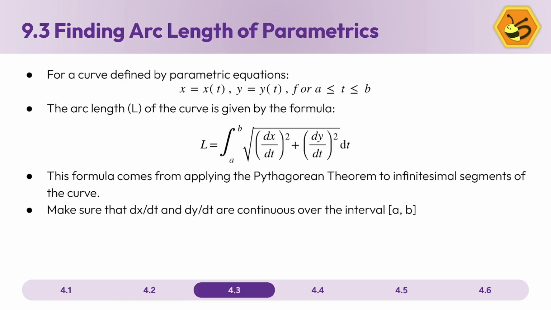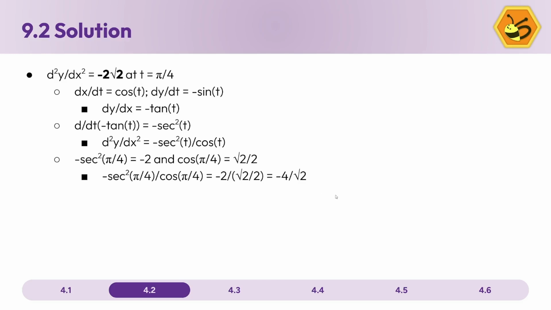Okay. Now to arc length. So I think I had a... Oh, so I think that's negative 4 divided by square root of 2. And unless I'm making a dumb mistake, I think those two should be equivalent.